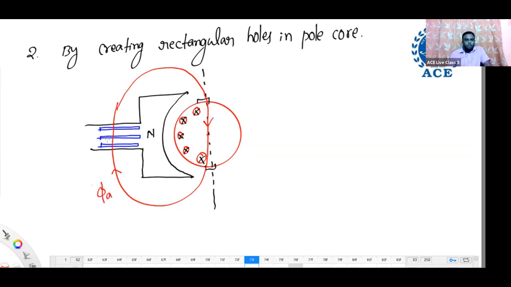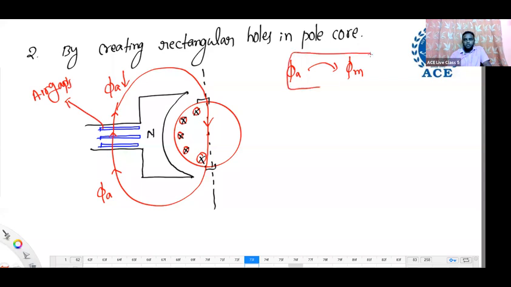Observe. Now we created thin holes here. Thin holes are nothing but air gaps. When there are air gaps, reluctance increases. Now when flux is passing through the gaps, through the holes, what is the magnitude of the armature flux? It decreases. If the armature flux magnitude decreases, what is the effect of armature flux on main flux? It also decreases, meaning armature reaction will reduce.